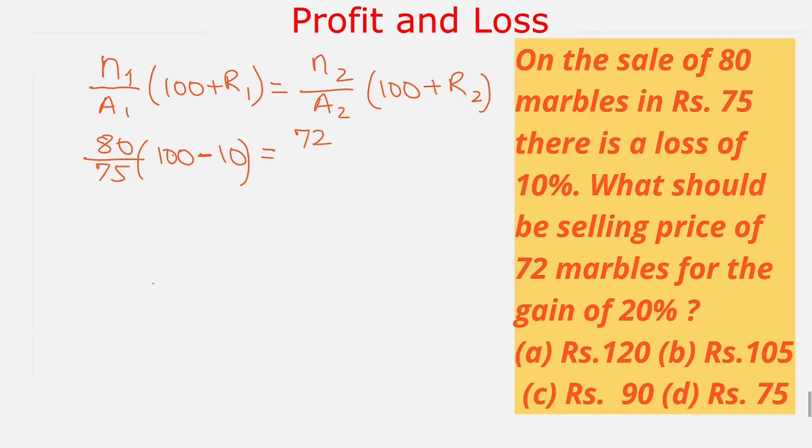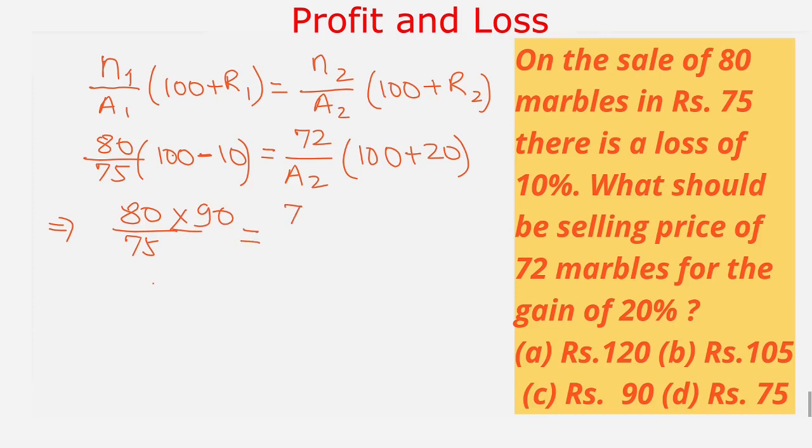And for that we have to find the amount A2. So we write A2 into 100 plus 20%, as we have to sell the 72 marbles in amount A2 for gain of 20% profit. So we write it as plus 20 as it is profit. Now we solve it for A2. This is equal to 80 over 75 multiplied by 100 minus 10 is 90. This is equal to 72 over A2 into 100 plus 20 is 120.